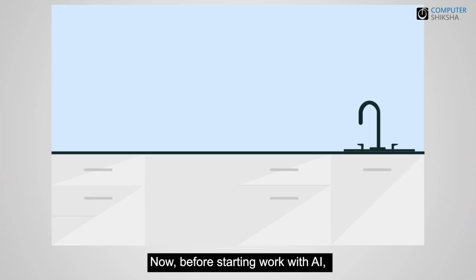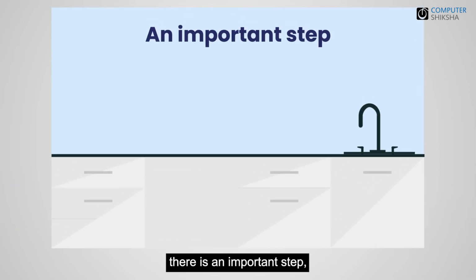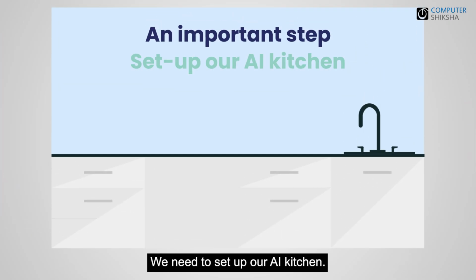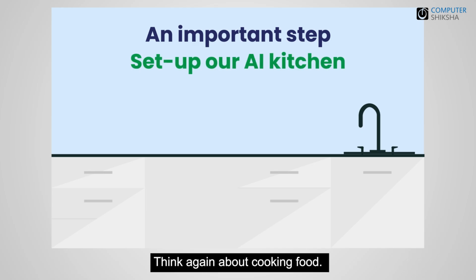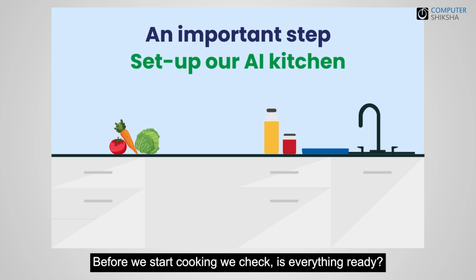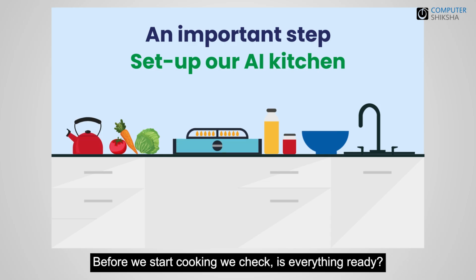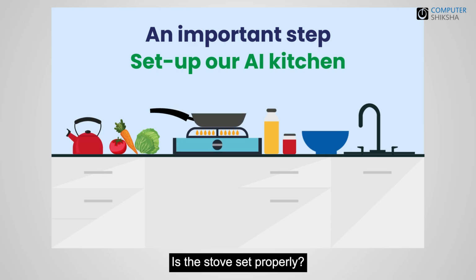Now, before starting work with AI, there is an important step. We need to set up our AI kitchen. Think again about cooking food. Before we start cooking, we check, is everything ready? Is the stove set properly? In the same way, we also need to set up a few things in LM Studio. Students, let us now go to our computer screen.